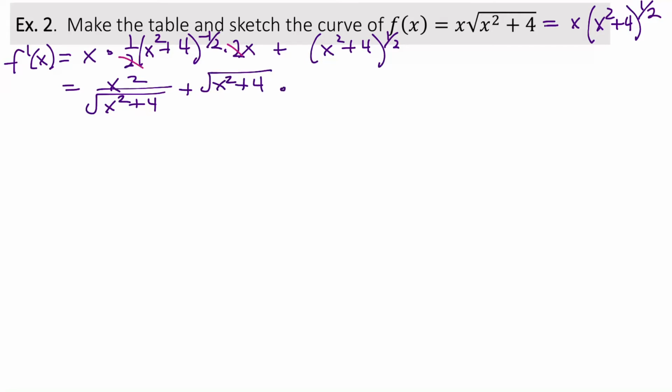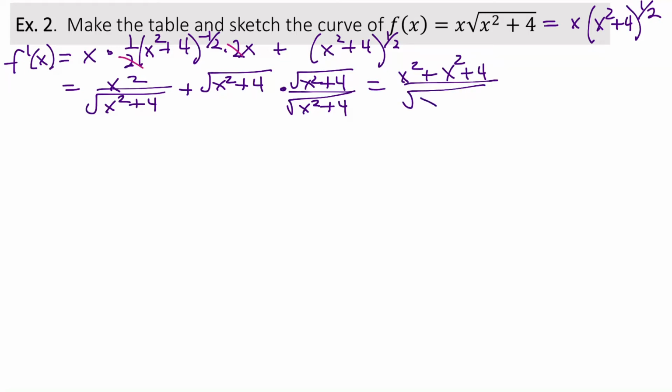Well, let's get a common denominator here, because we're going to have to take the second derivative and we need to get this simplified. So this is x squared plus the radical comes off now here, and now I've got one denominator. So this is (2x squared plus 4) over the square root of x squared plus 4. Right, so this is my first derivative here.